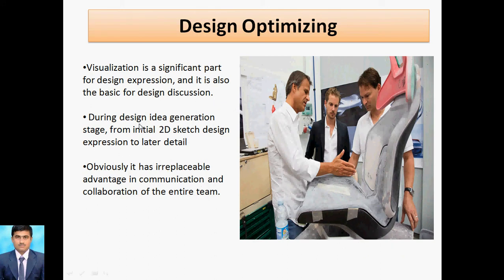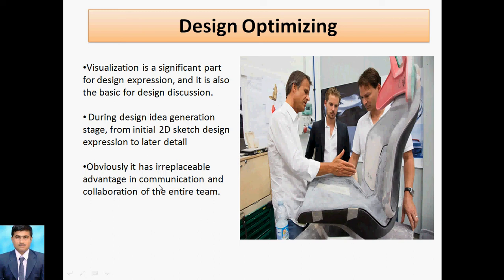The next point is design optimizing. Here we can generate ideas, initially sketching the design expressions. Then we can conceptualize by 3D views, which is helpful for communication and collaboration of the entire team, or between the customers. After we discuss the issues regarding the product, we can improve the optimizing parameters. This will help to reduce the cost of the product.